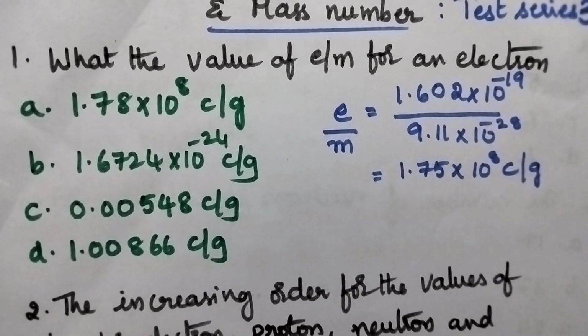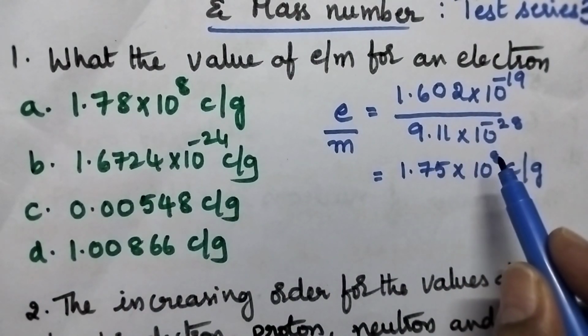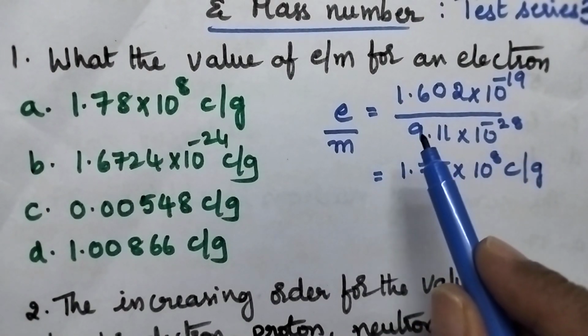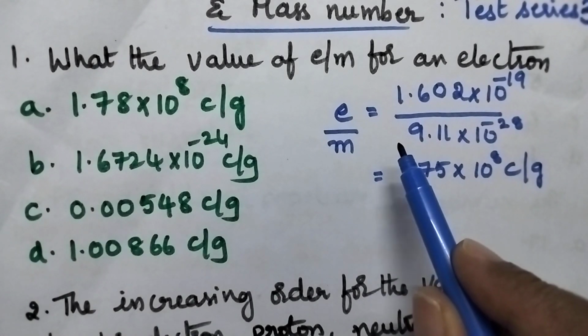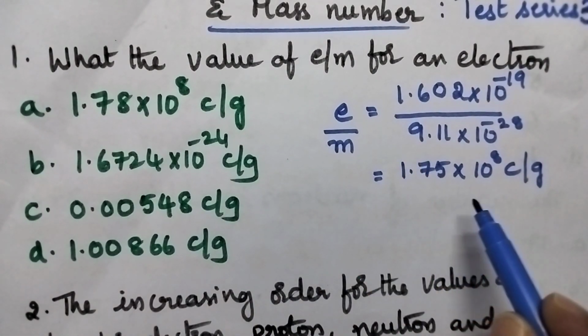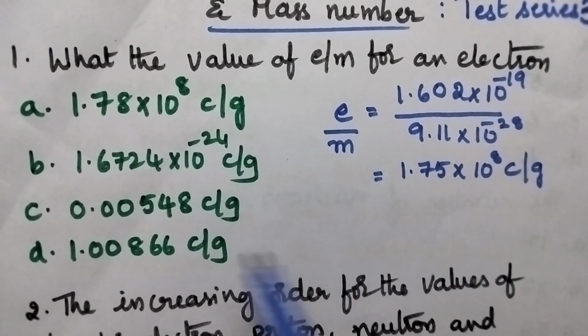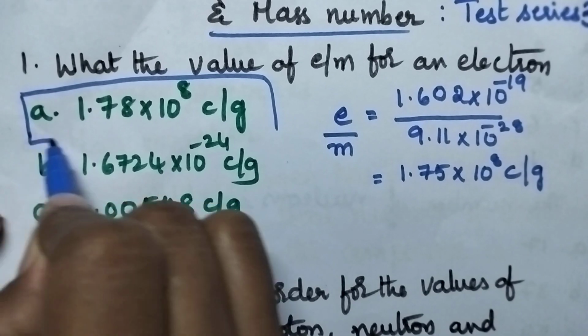So the mass of the electron is 9.11 × 10^-28 grams and the charge is 1.602 × 10^-19. On calculating the e/m value, it is equal to 1.75 × 10^8 coulomb per gram. So option A is the right answer.